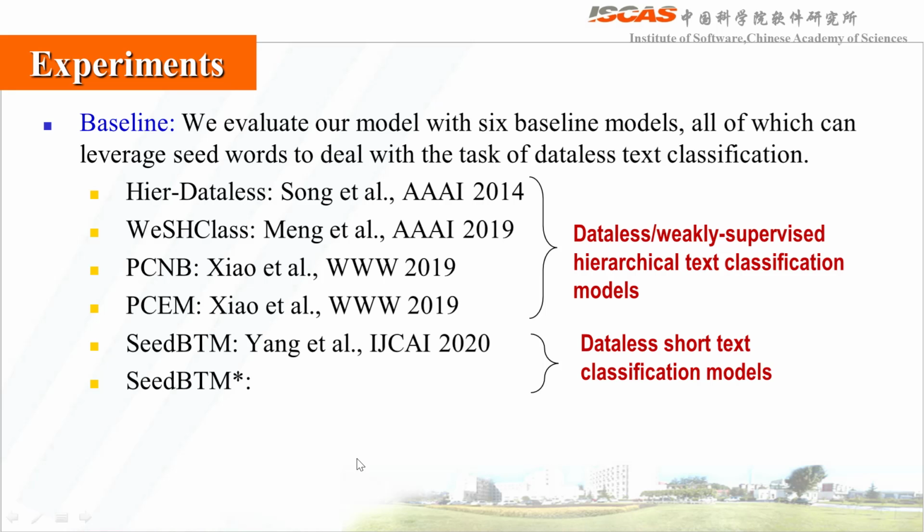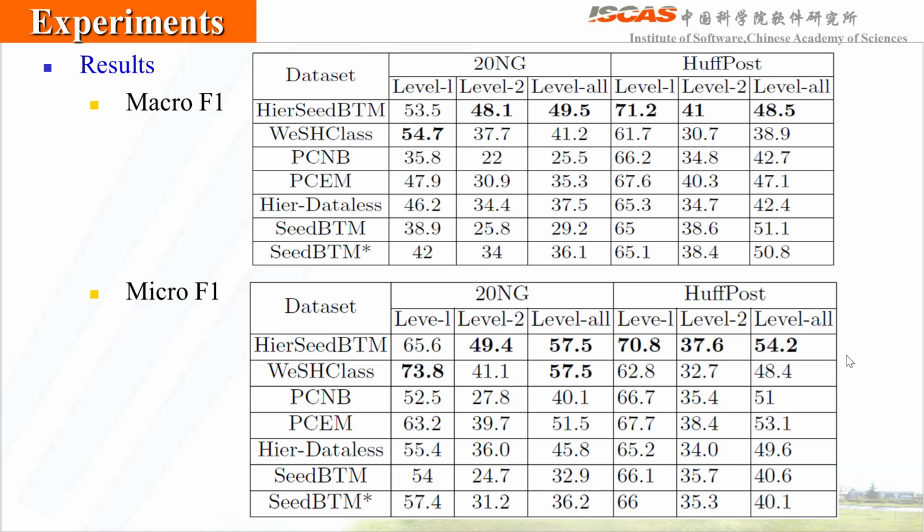We evaluate our model with 6 baseline models. All of these can leverage seed words to deal with the task of text classification. The first 4 models are dataless or weakly supervised hierarchical text classification models, and the last 2 models are dataless short text classification models. In fact, here seed BTM is extended by seed BTM to deal with the task of dataless hierarchical text classification.